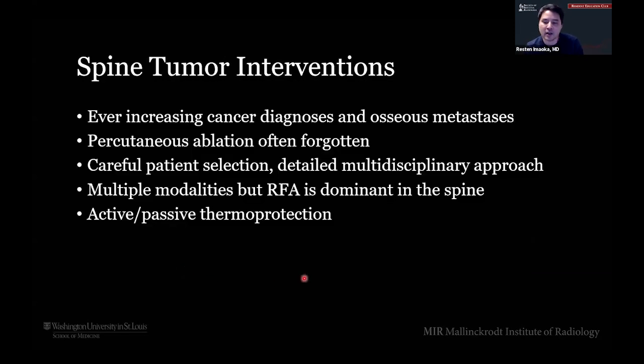All right, so that's a very brief intro to spine tumor interventions. Again, it's always an ever-increasing cancer diagnosis rate and osseous metastasis rate as our life expectancies continue to go up. The main thing for us: percutaneous ablation is often forgotten. If people are following the NCCN guidelines to a T, and ablation doesn't show up, we're an afterthought. So it's very important to play a big role in that multidisciplinary tumor board. Really insert yourself into this patient's care and let them know about the things that you can offer them as a musculoskeletal interventionalist. You have to have careful patient selection and a detailed multidisciplinary approach, as I mentioned.